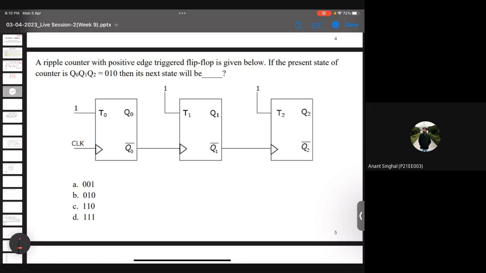Okay, I expect an answer from everyone, so please try to be interactive.